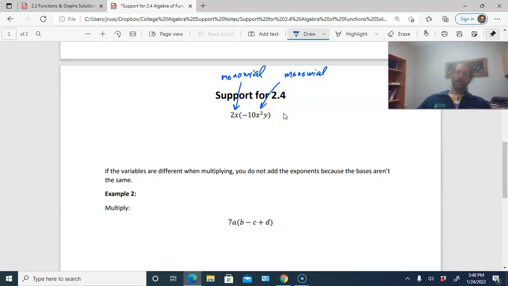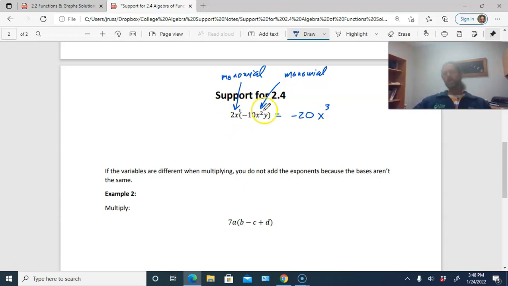So we'll multiply the way we did the last one. We'll multiply our coefficients first. We have a 2 times this negative 10. It's going to give us negative 20. And then we'll multiply our powers of x together. So we've got two of them. Remember, this first x again has an understood exponent of 1. So x to the 1st times x to the 2nd is x cubed, or x to the 3rd.